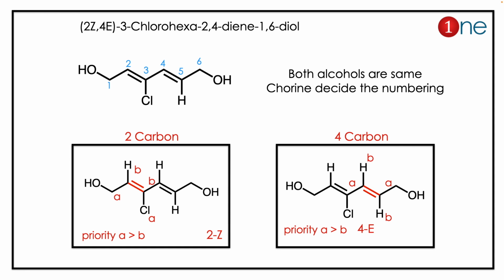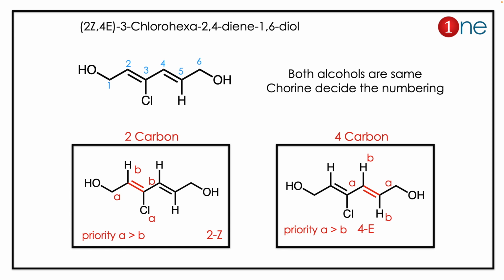Here the answer lies in the choice of the functional group. Which one do you have to choose first? Here the OH groups are in equal position, hence you have to know that the chlorine decides the numbering there. So you have to start from the chlorine side. So chlorine gets the number 3.